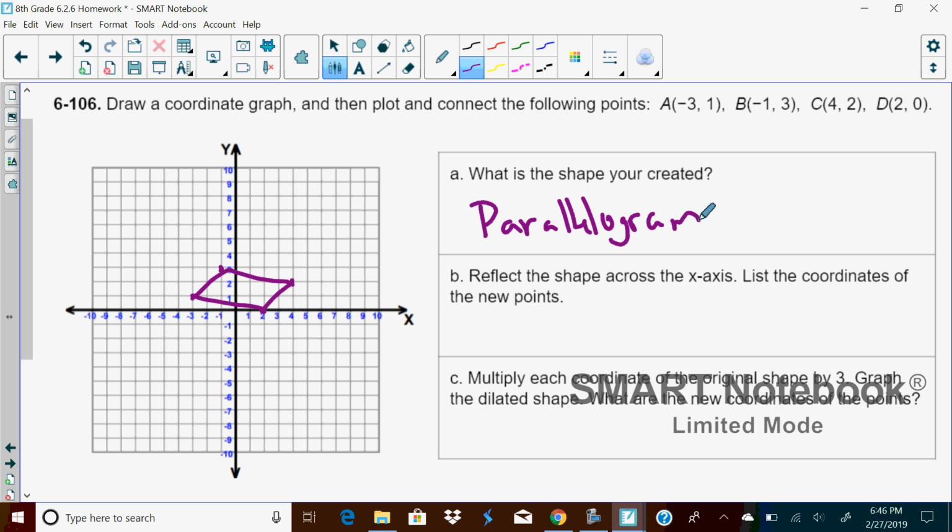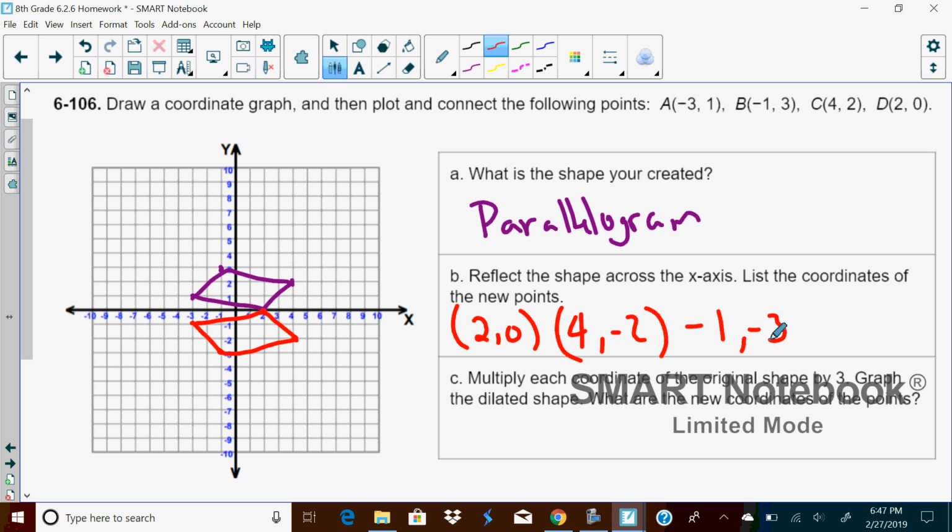So reflect the shape across the x-axis, and list the new coordinates. So x-axis, so that one stayed there. So the new coordinates, so we still have 2, 0, 4, -2, -1, -3, and -3, -1.